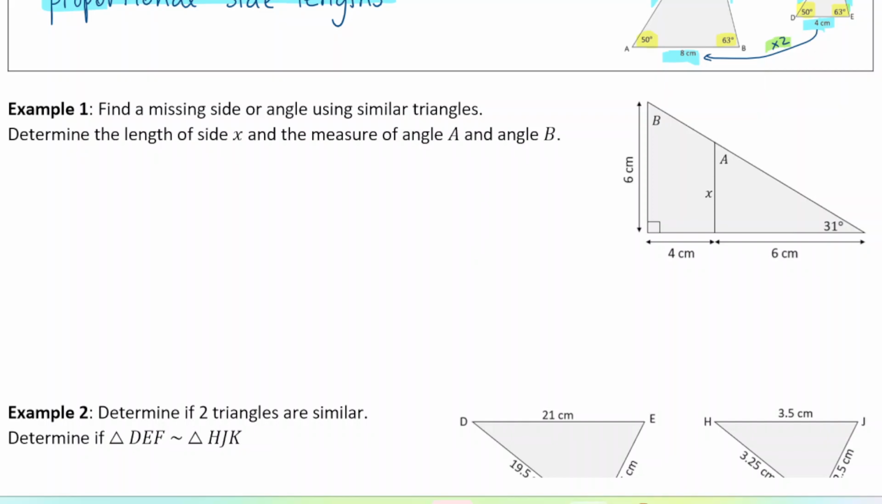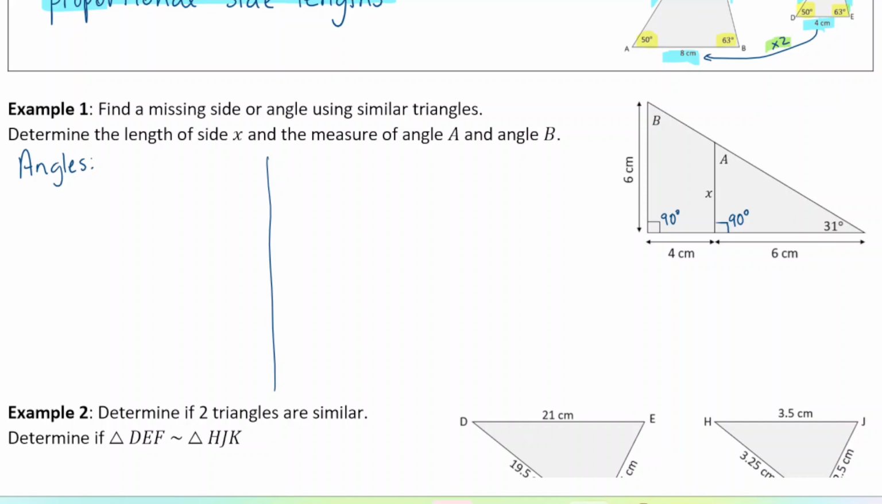Okay. It says find the missing side lengths or angle using similar triangles. Determine the side length x and the measurement of angle A and angle B. Okay, let's talk about the angles first. Let's kind of split our page here. Okay, so these are both right triangles. We know that because of this square here. So a right angle is 90 degrees.